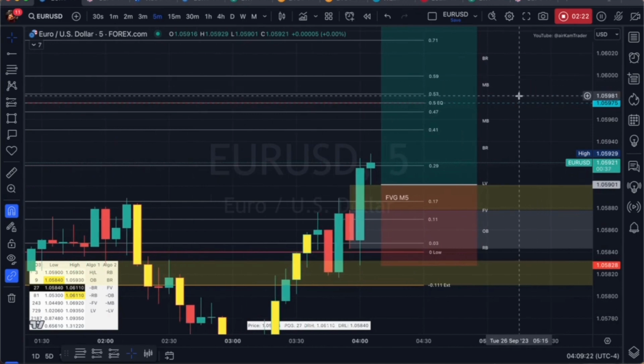I could use the terminus of the algorithm, but it's nice to have extra confluence. And in the back of my head, I'm also thinking, what is GU doing? Is GU bullish? Is GU bearish? And what's the DXY doing?